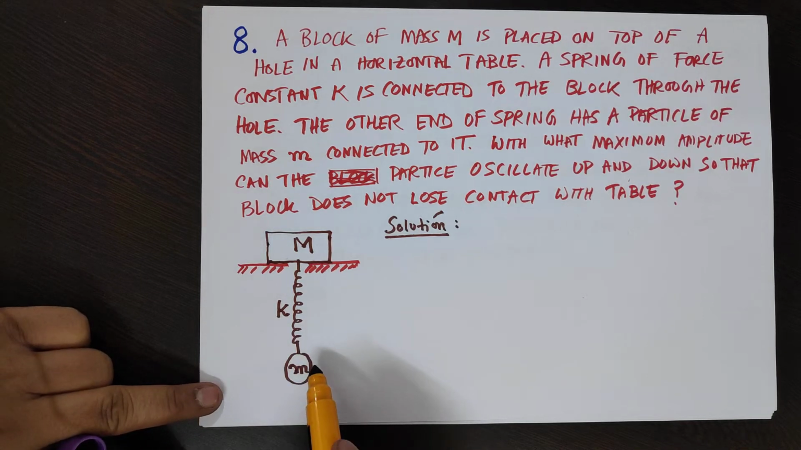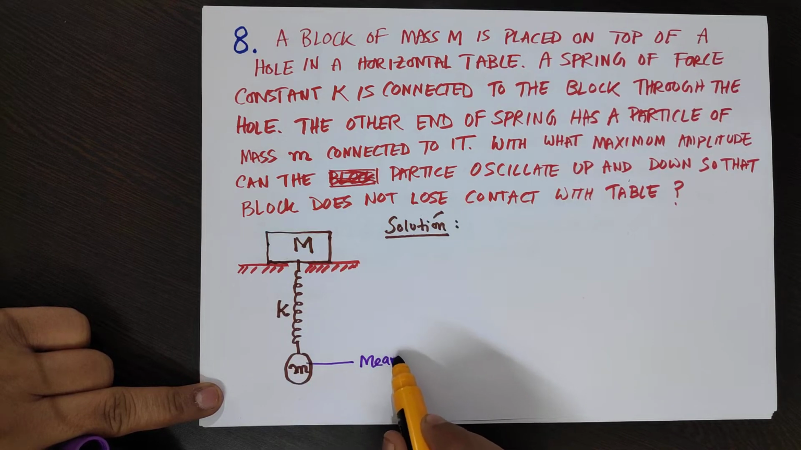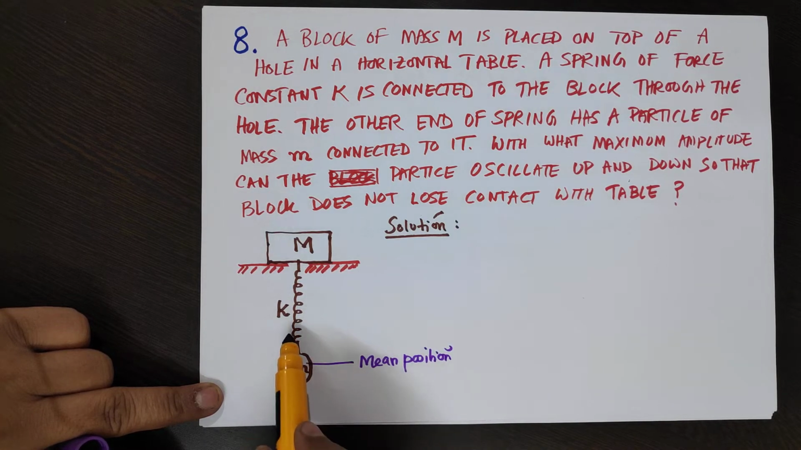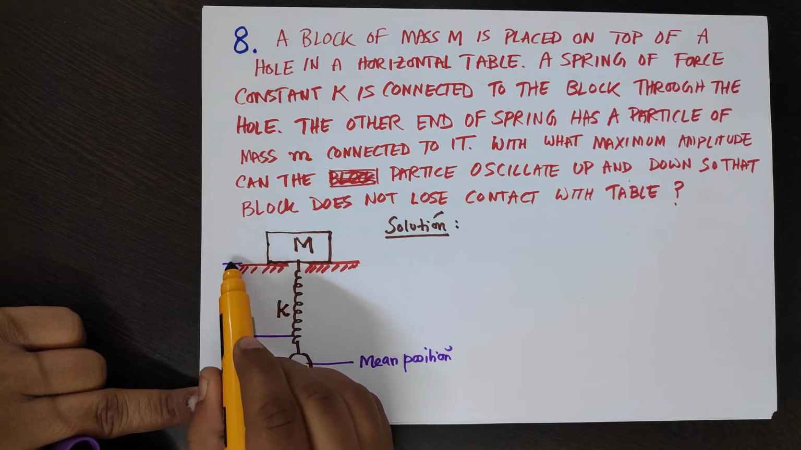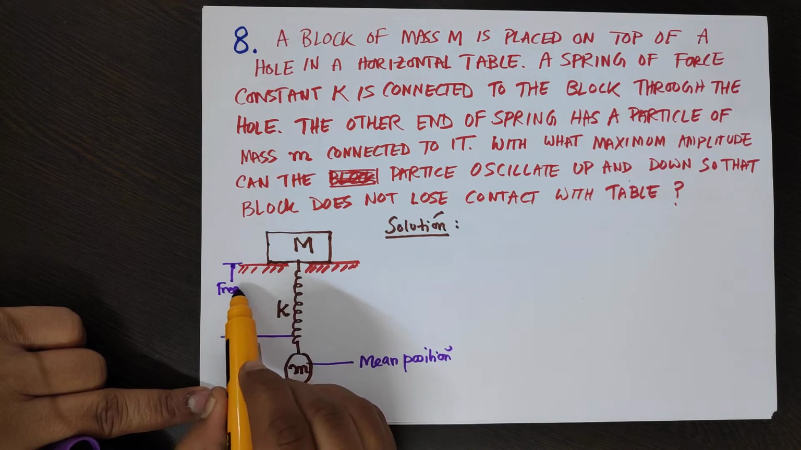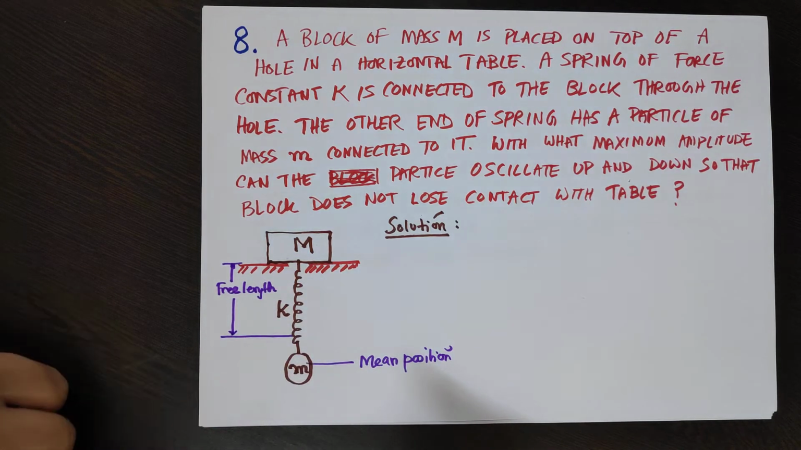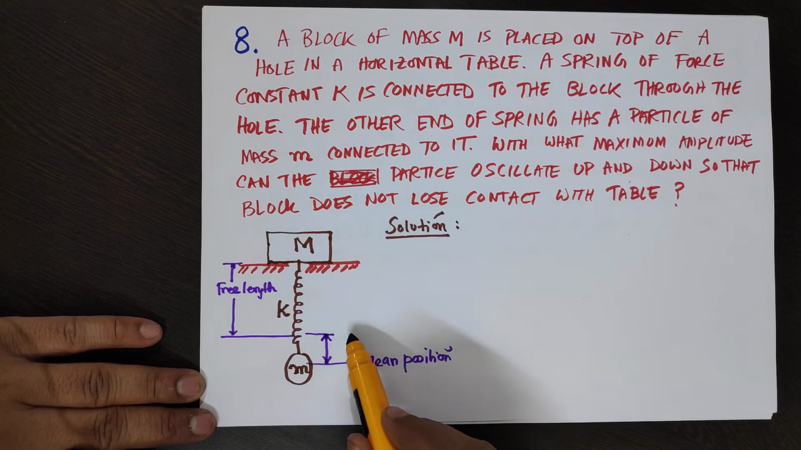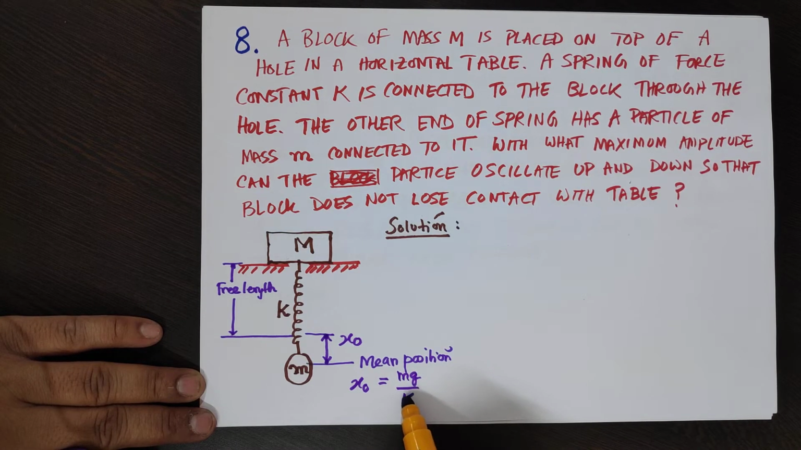This is the mean position of the block. Block means this particle. So this is the mean position. So the spring is already in extended state. So suppose this is the natural length or the free length. This much is the free length of the spring. So the extension in the spring is equal to x naught. So that x naught equal to mg divided by k.